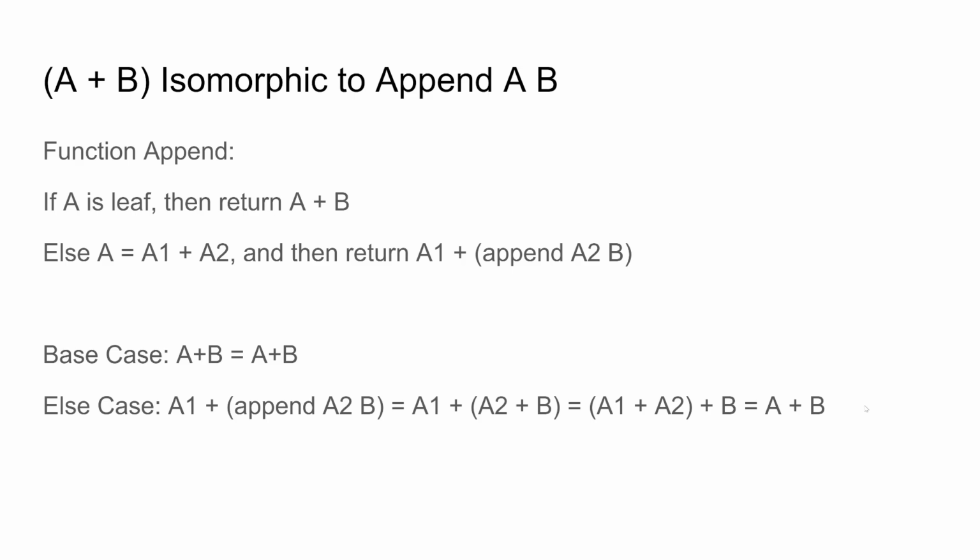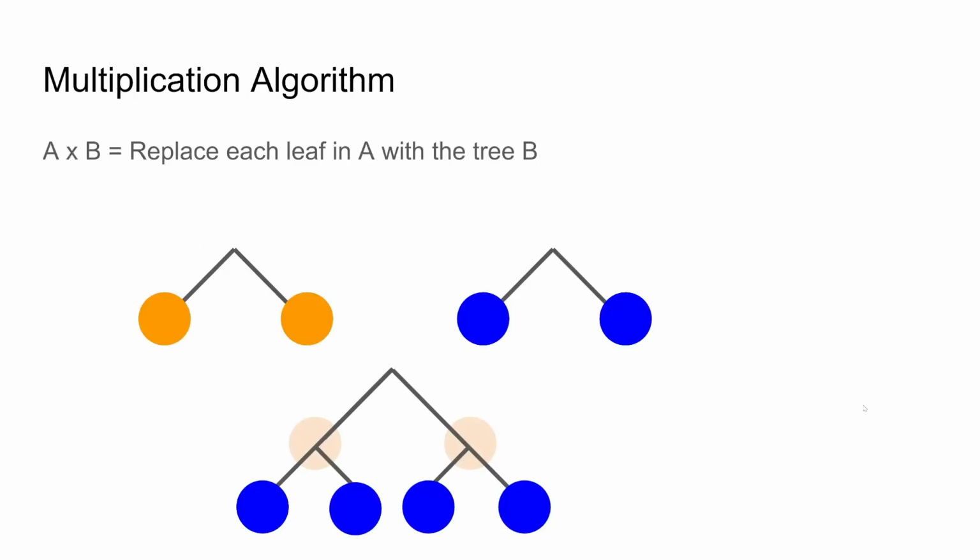But what about multiplication? For multiplication, you can think of the algorithm as taking each one of the leaves on the left side of the multiplication and converting it into the tree of the right-hand side of the multiplication. So here we see the orange leaves get replaced by the blue trees, resulting in something isomorphic to 4.